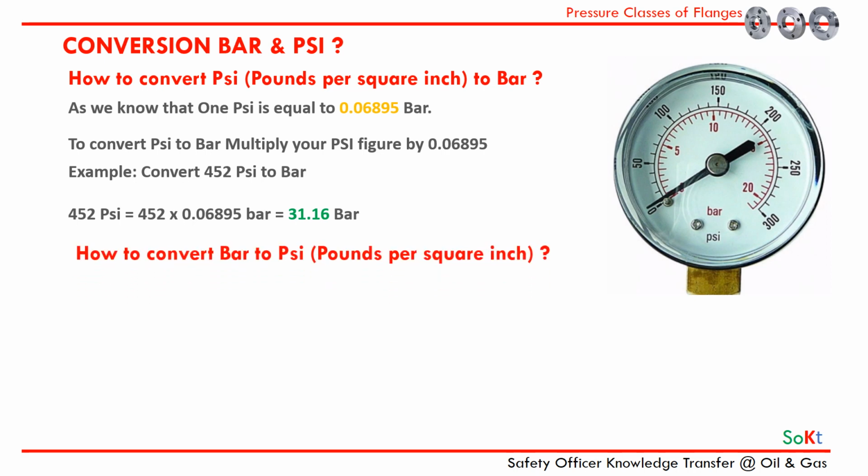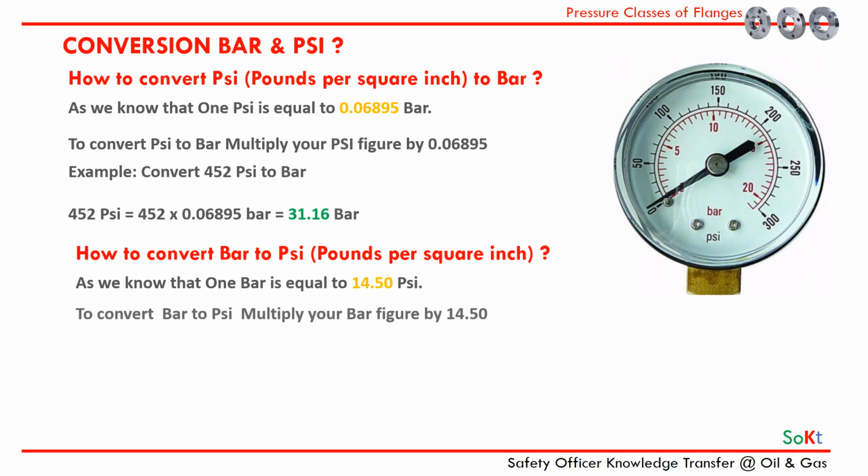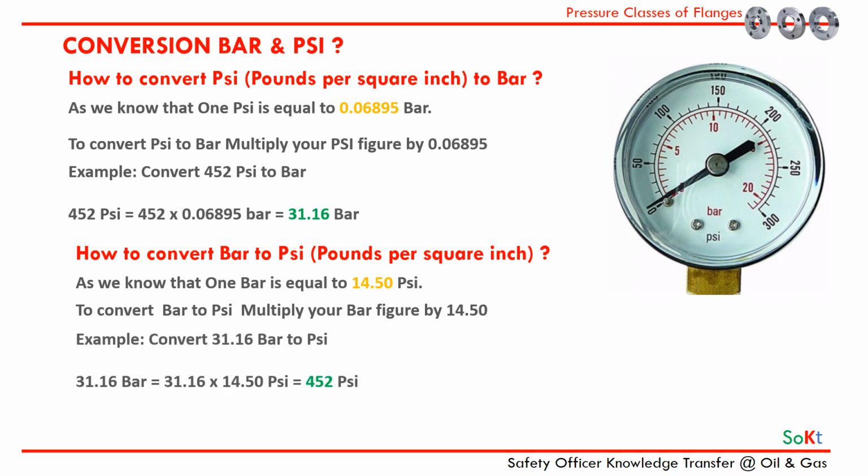Similarly, we can convert bar to PSI now. Like I mentioned earlier, we also know 1 bar is equal to 14.50 PSI. To convert bar to PSI, this time we have to multiply the bar figure by 14.50. So let's say for example, this time we need to convert 31.16 bar to PSI. So as I mentioned, 31.16 times 14.50 PSI. The answer will be 452 PSI.